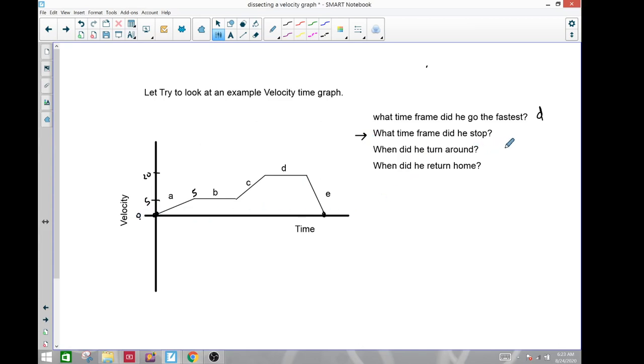When did he turn around? A bit of a trick question, because he did not turn around. To turn around, you have to cross this line and go back the other way. When did he return home? He never returned home. This guy only has positive velocity. And if you had to, you could simply add up all the blocks.